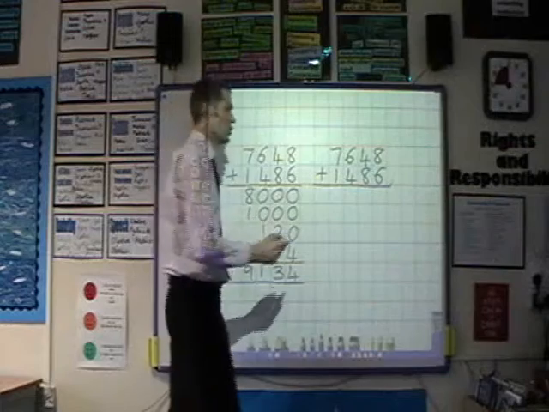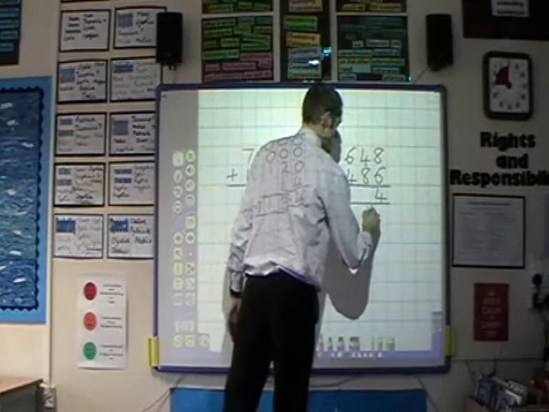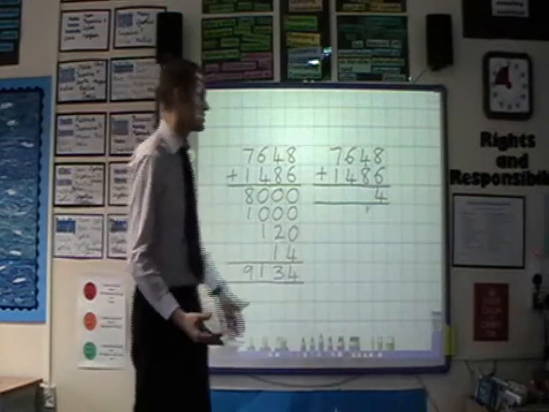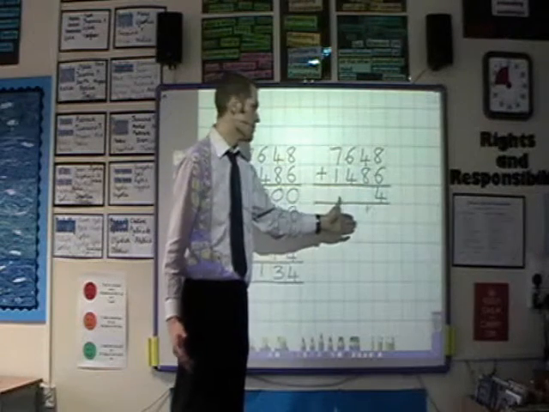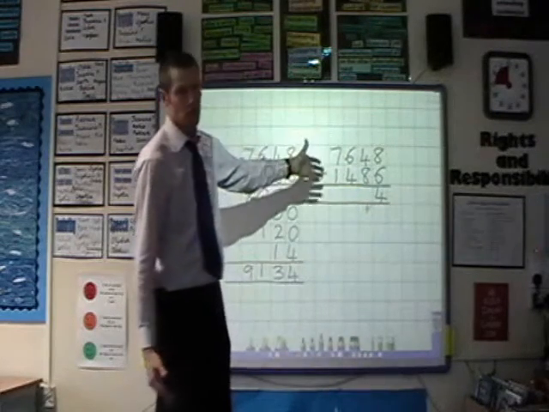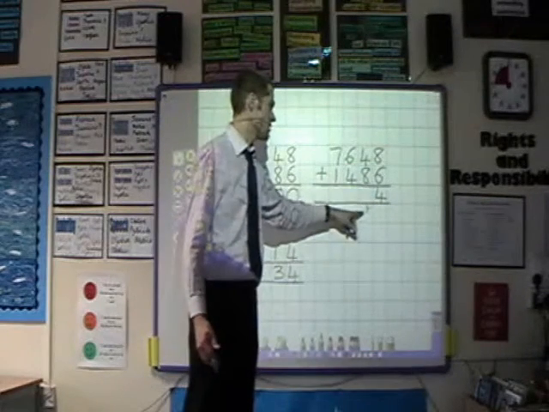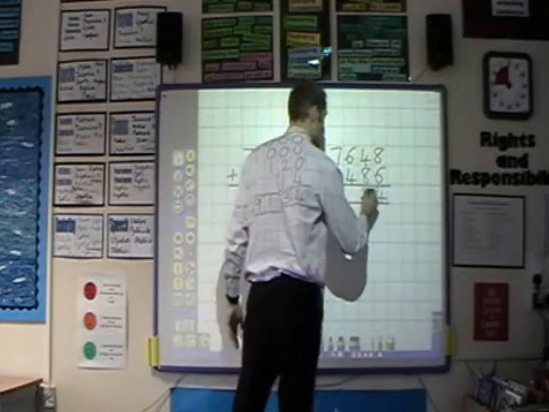8 plus 6 is 14. 4 there, and carry, we say carry the 1 because the 1 is in effect 10. It's 1 ten, so we put it in the tens column. Then we add up what's in the tens column, so that's 4 tens and 8 tens plus the 1 ten at the bottom there. That's 13, or 13 tens.